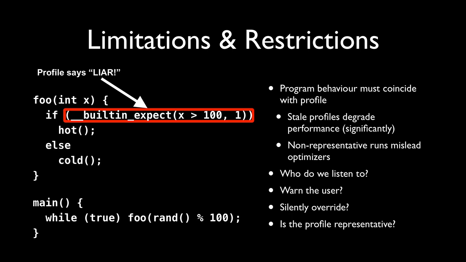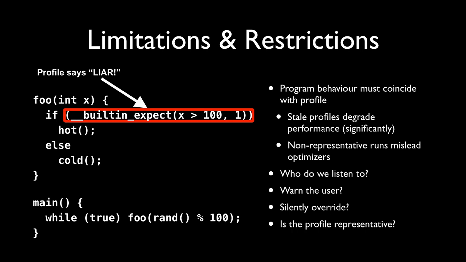You can mislead the optimizers. Say you had code with a __builtin_expect for x greater than 100, but every time you call it, you're calling it with values less than 100. So what you expected to be hot is actually cold. You lied to the optimizers with your __builtin_expect, and the profiler will say that. So now what do we do? Do we believe the profile, or do we believe the source code annotation?